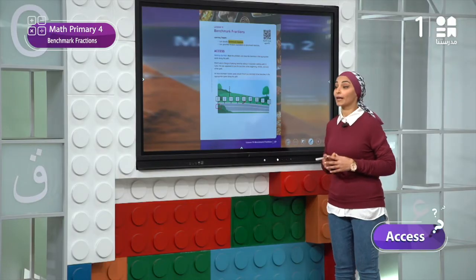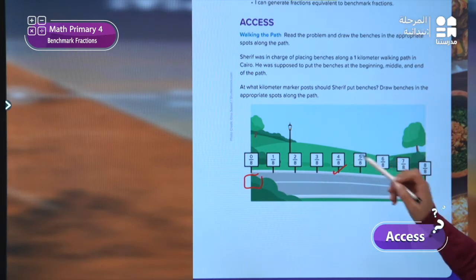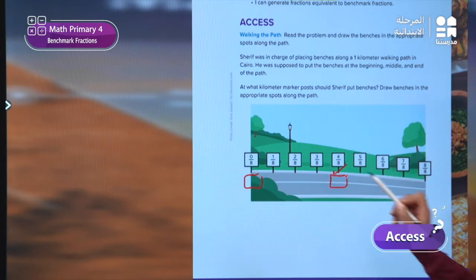Okay. Now for the second bench I will place it in the middle of the path at 4 over 8. طب ليه اشمعنى اخترت 4 over 8؟ عشان 4 is half the 8. So I will place the second bench here. طيب 4 over 8، 4 half the 8، ده معناه ان احنا دلوقتي in the half او at the half of the distance. So I'll put the second bench here.